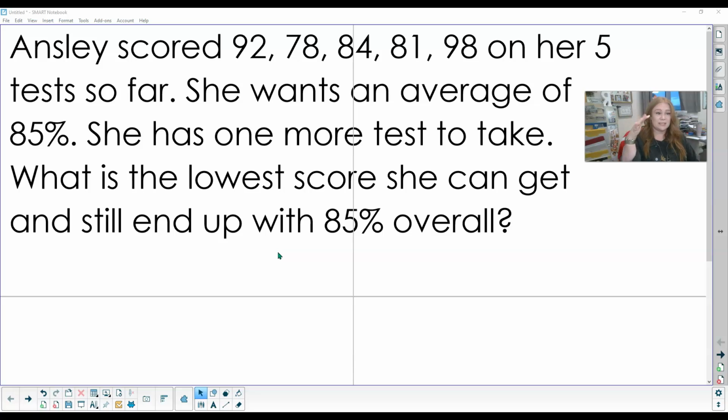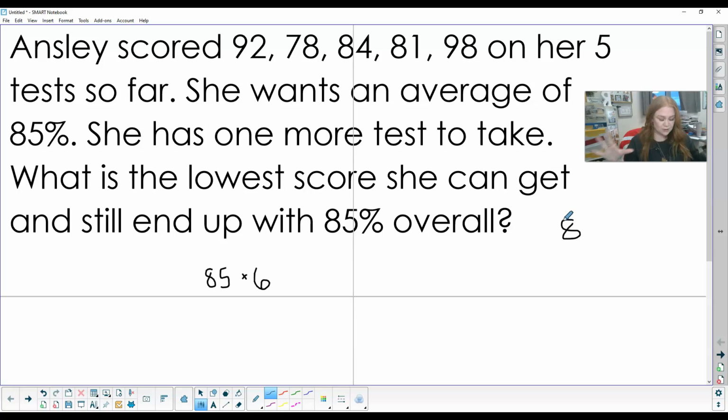So we know she wants 85% when she is done. She's taken 5 tests. We know she has 6 tests she is going to take. There's lots of ways you can go about solving this. One way I'm just thinking off the bat: I know she wants 85, and I'm thinking fair share. I'm spreading these all out, and there's going to be 6 tests.